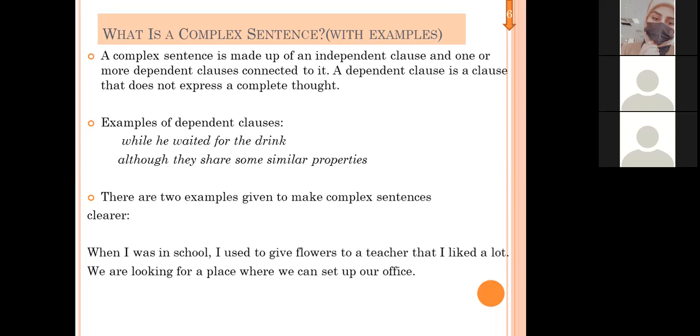We are looking for a place where we can set up our office. This is another example. In this, we are looking for a place is an independent clause, whereas we can set up our office is a dependent clause, and where is a subordinating conjunction used here.